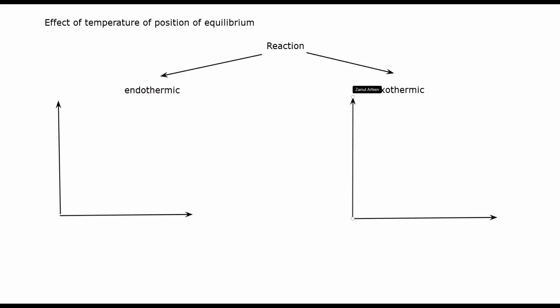In endothermic reaction, which substance is having a greater energy, reactant or product? The product is having a greater amount of energy. So when we make an energy profile diagram, we have reactant with low energy and the product is having high energy.